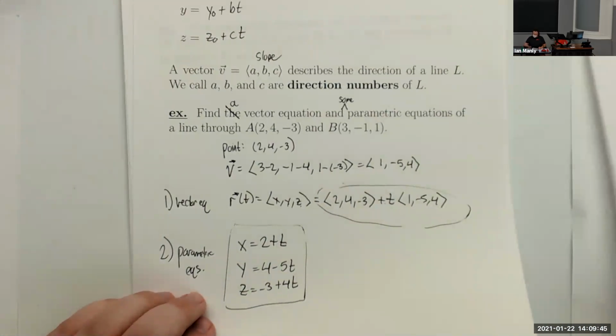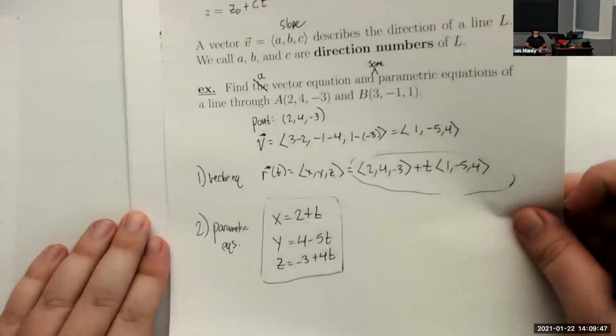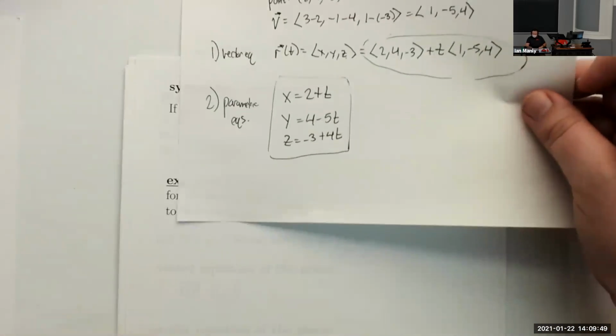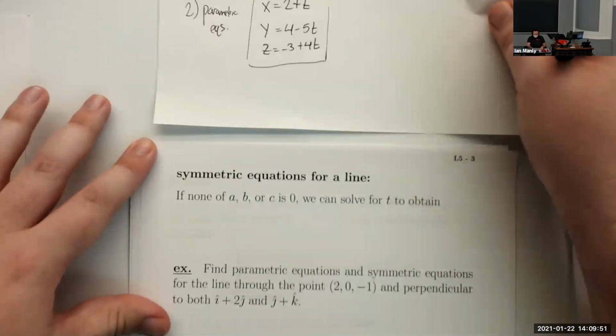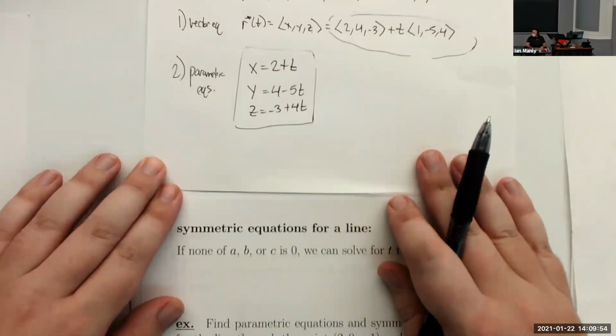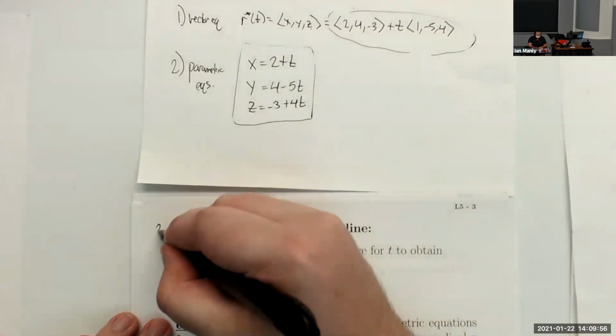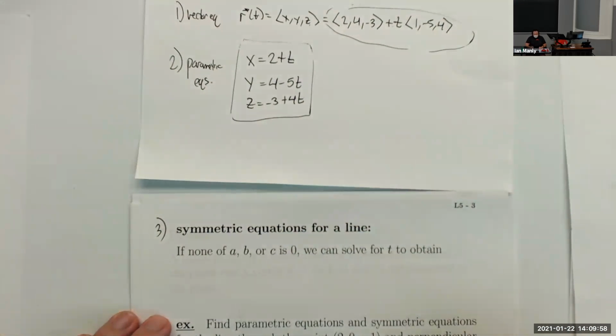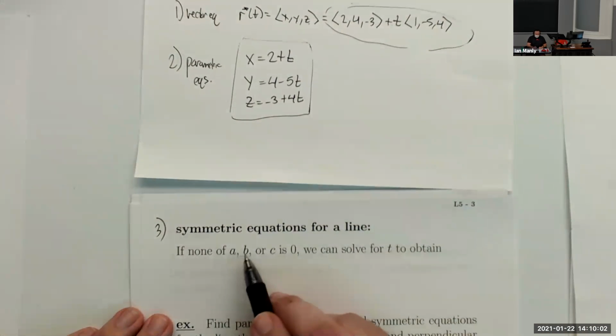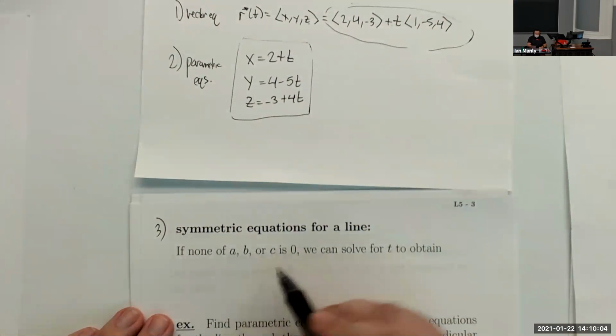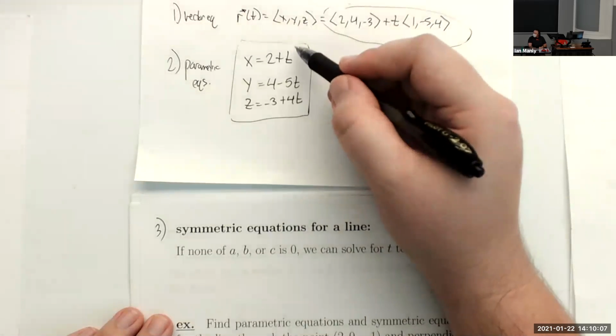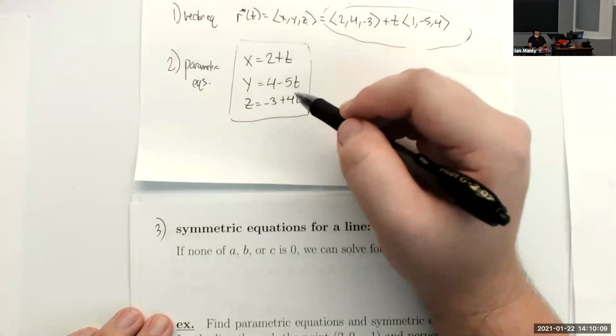All right, so there we go. I said there were 3 different ways we were going to express lines. So we have 2 of them now, and let's see what the third one is going to be here. The third is going to be symmetric equations for a line. So this requires A, B, and C to not be 0. So we can't have 0 for any of these coefficients right here.